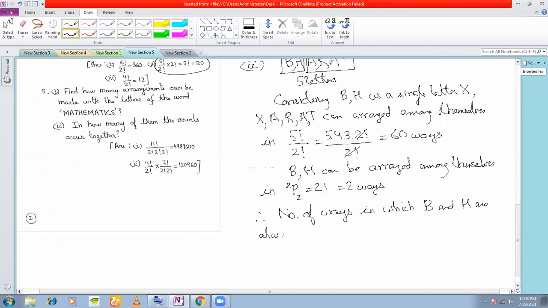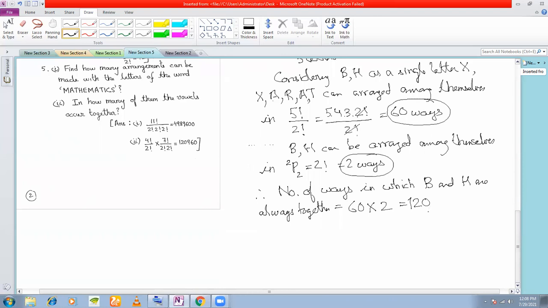Always together is equal to 60 ways into 2, because B and H can be arranged among themselves in 2 ways. So multiply these two, you get 120. So in 120 ways, B and H are always together.